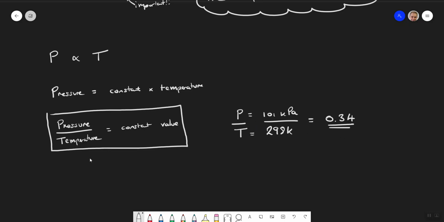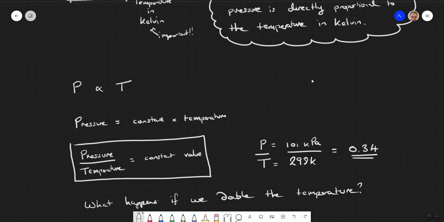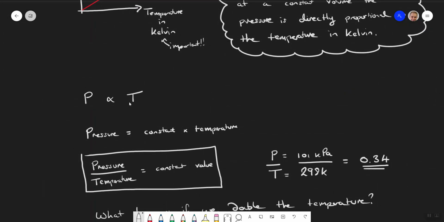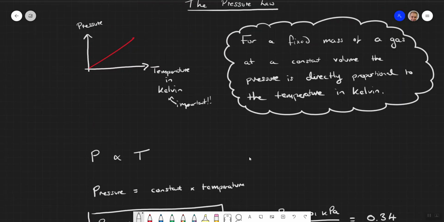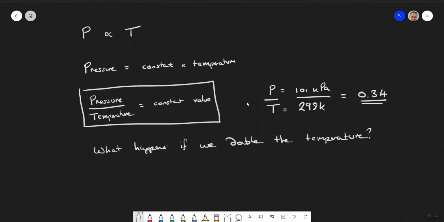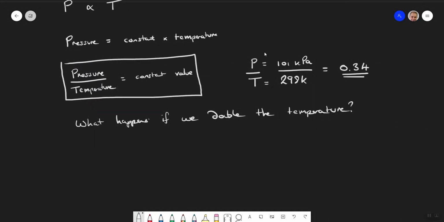What happens if we double the temperature? Importantly, because pressure is proportional to temperature, we expect that if temperature increases, pressure must also increase. You might be able to predict a number that you might get, but let's see what we get.